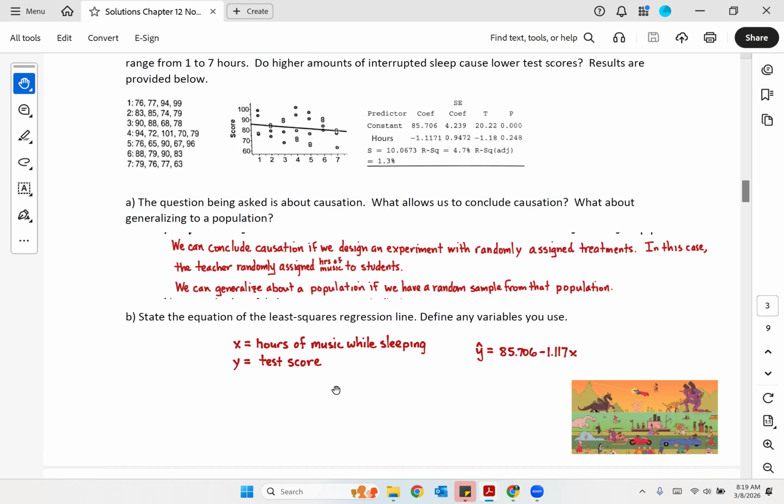Remember, the regression line does not represent actual data. As you can see from the plot, it comes close to a couple points, but certainly not close to all. It's a line that's used for prediction. We have to put a hat on the y. Y hat equals 85.706 is the intercept minus 1.117x. If you're going to use y and x, make sure you also remember to define what is the x and the y. All right, so that's a pretty quick, easy pull for part B. And we're going to move down to the next page where the example continues.